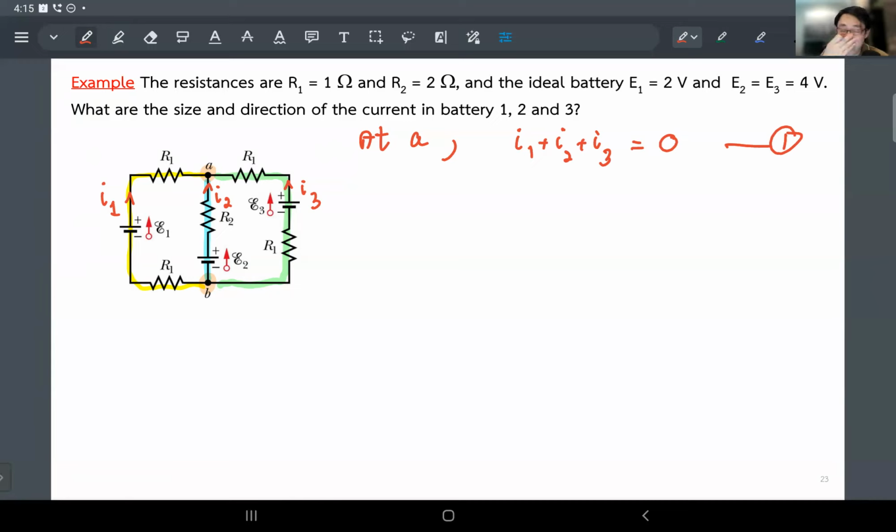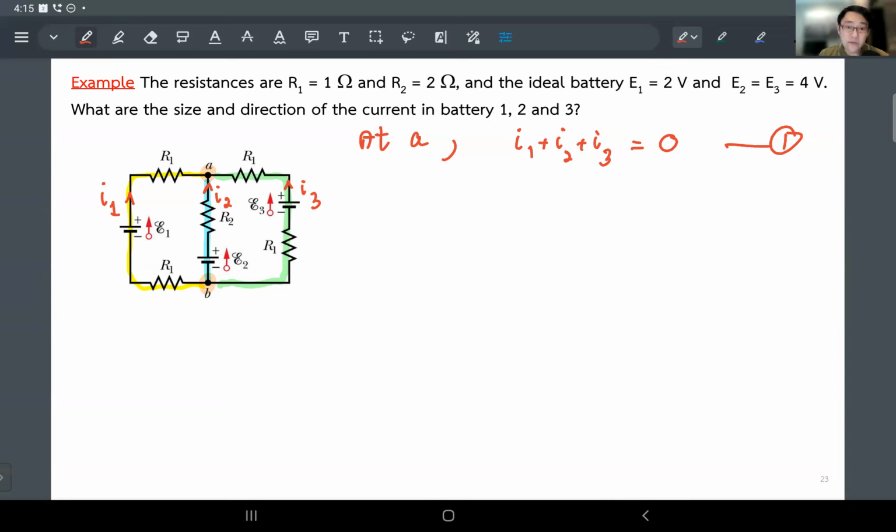So the only way that you can have three numbers add up to zero, that means among them there must be some negative numbers. And so there must be some direction of the current that you assumed here that is going to be opposite to the actual current that you are going to get out of the system of equations that we are about to build right now. Cool? All right, then keep going.